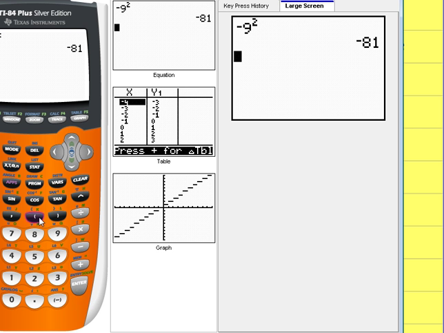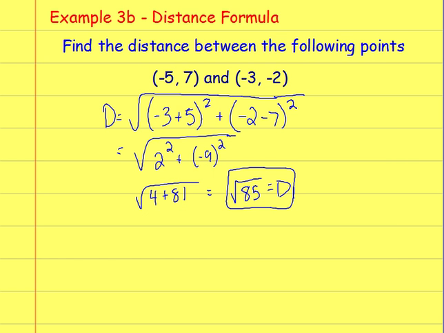But if I do this, it tells me positive 81. Which one is the correct way? The one with the parentheses. Why does it tell me negative? Because the calculator uses PEMDAS. And according to the calculator, exponents come before negative 1 multiplication. So it just simply squared 9, got 81, and then it's times negative 1, which is negative 81. Okay, so be very, very careful with that.